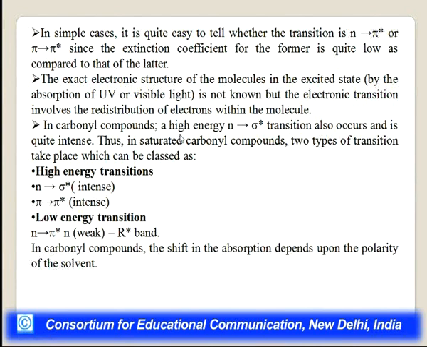In carbonyl compounds, a high energy non-bonding to sigma star transition also occurs and is quite intense. So you can easily analyze carbonyl compounds with the help of these transitions. Two types of transition take place over here in saturated carbonyl compounds. The higher energy transition, non-bonding to sigma star, the peak will be intense. Pi to pi star, again a high energy transition, and the peak will be intense. The low energy transition, non-bonding to pi star, you can also call the R band. In carbonyl compounds, the shifts in the absorption depend upon the polarity of the solvent.